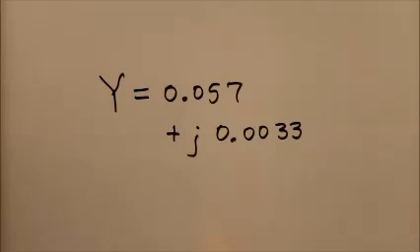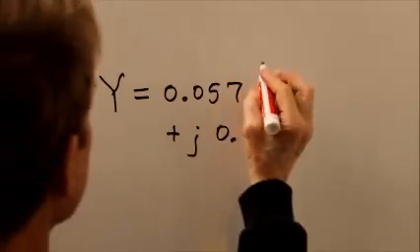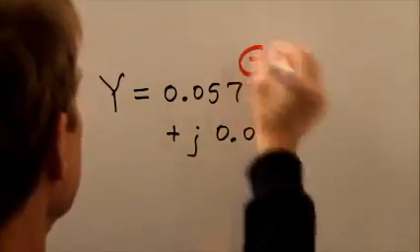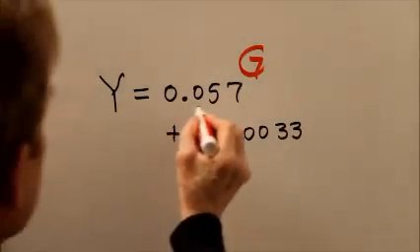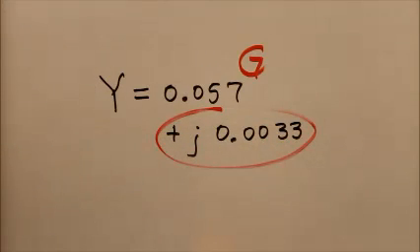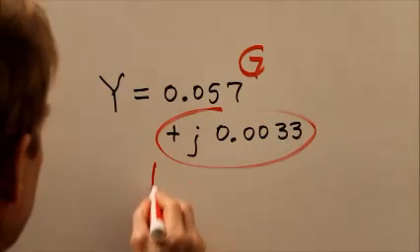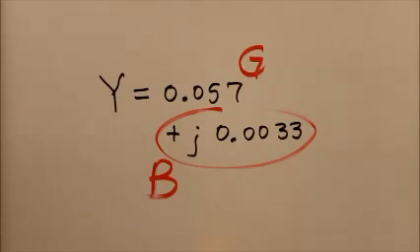What type of susceptance does this impedance represent? Pardon me, not impedance, admittance. These distinctions can get confusing, and I get confused sometimes by them myself, so don't feel bad. This real number portion right here represents G, conductance, and this complex number portion here represents B, susceptance.